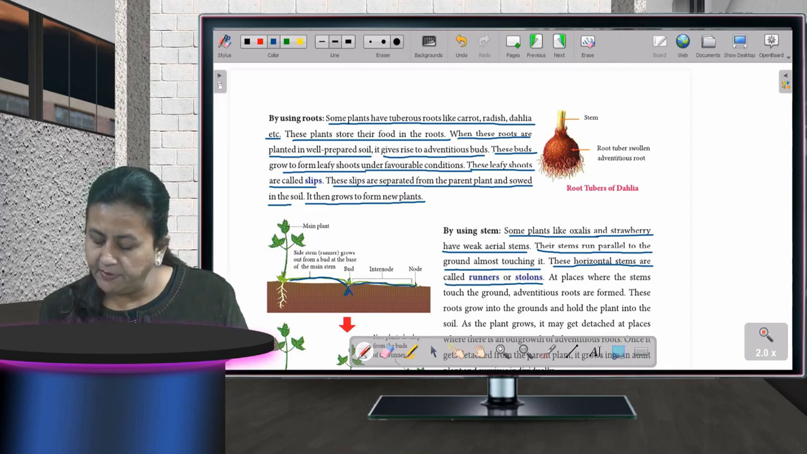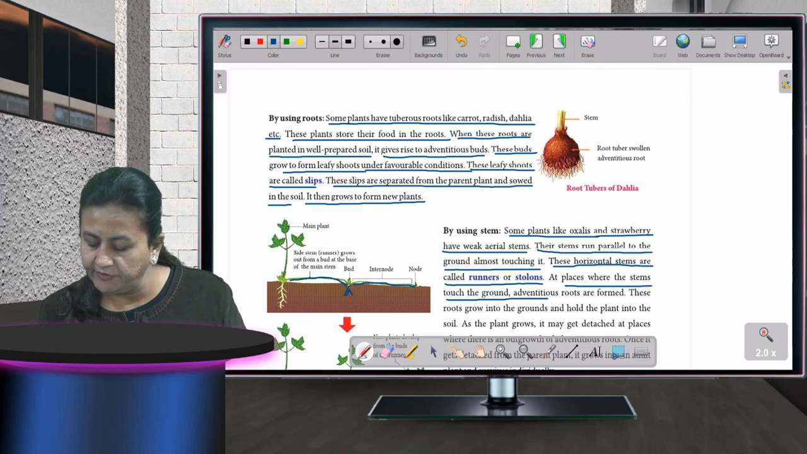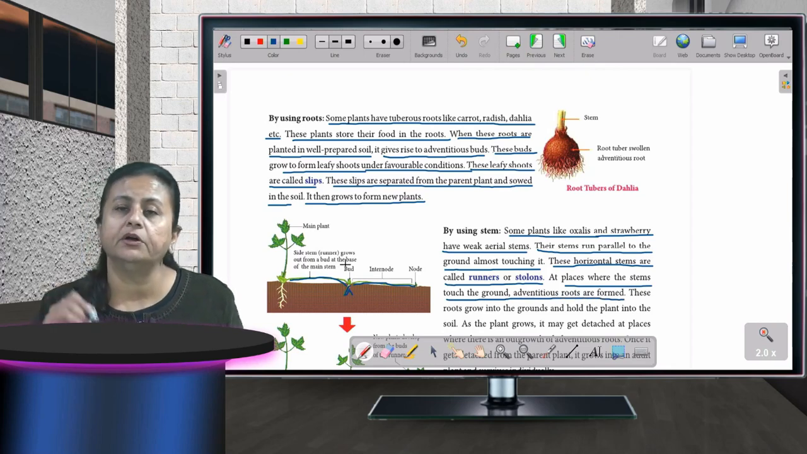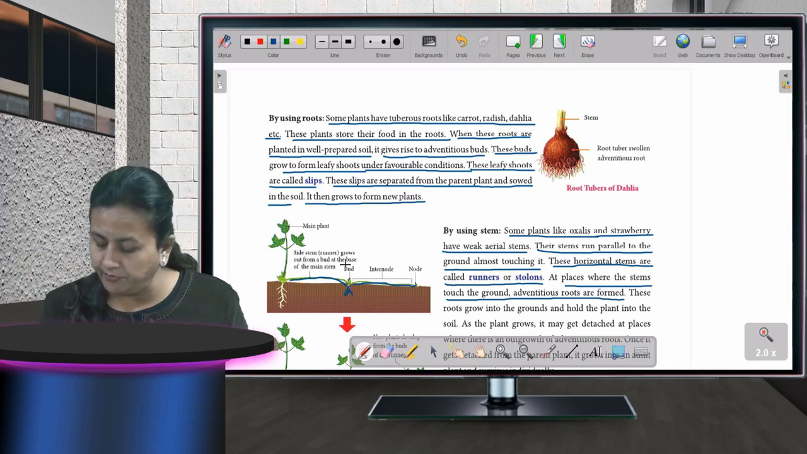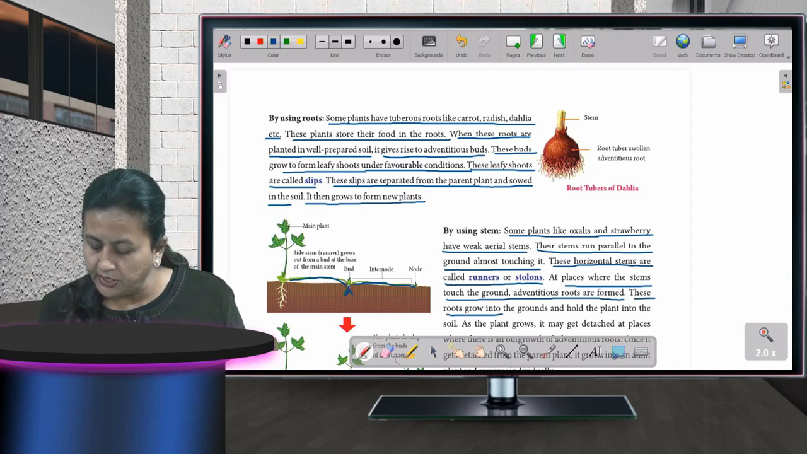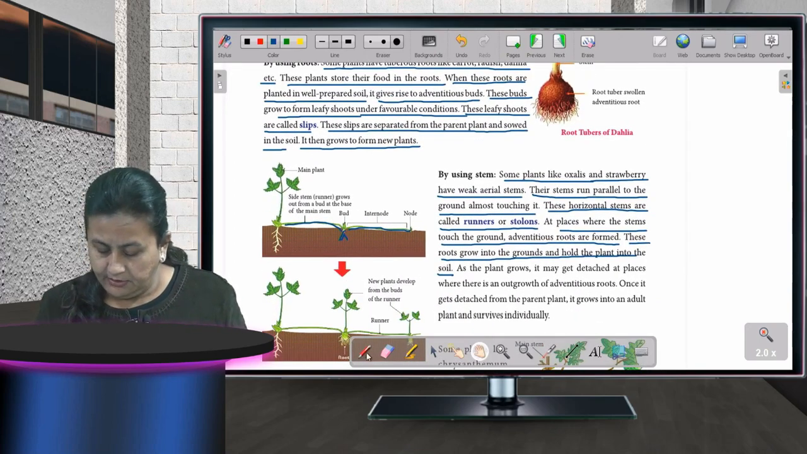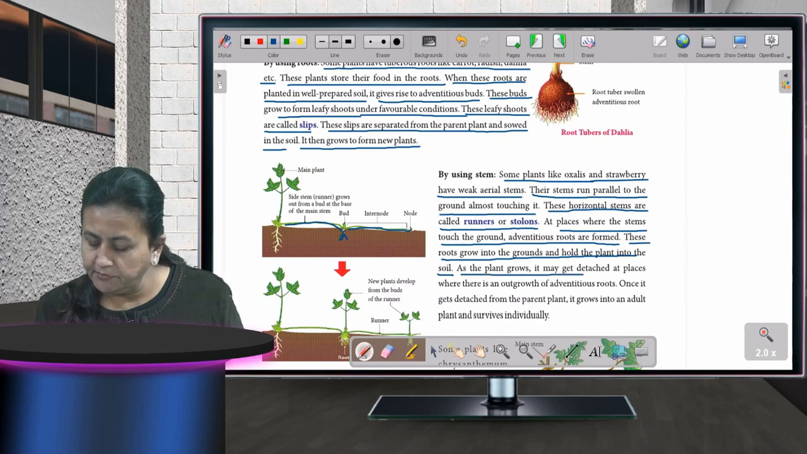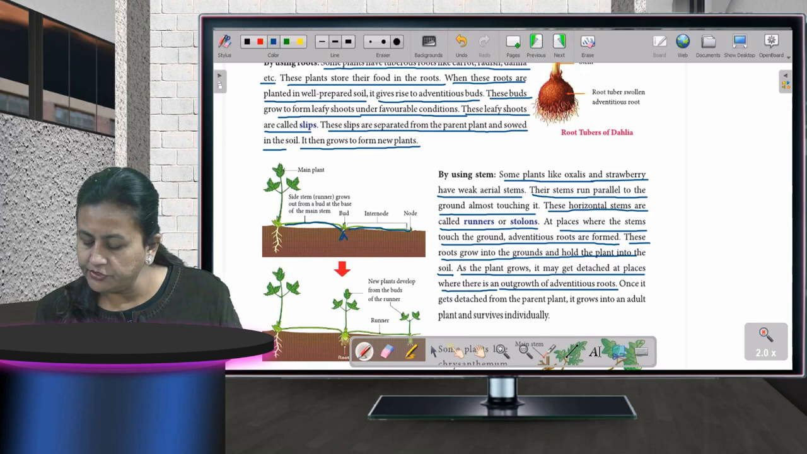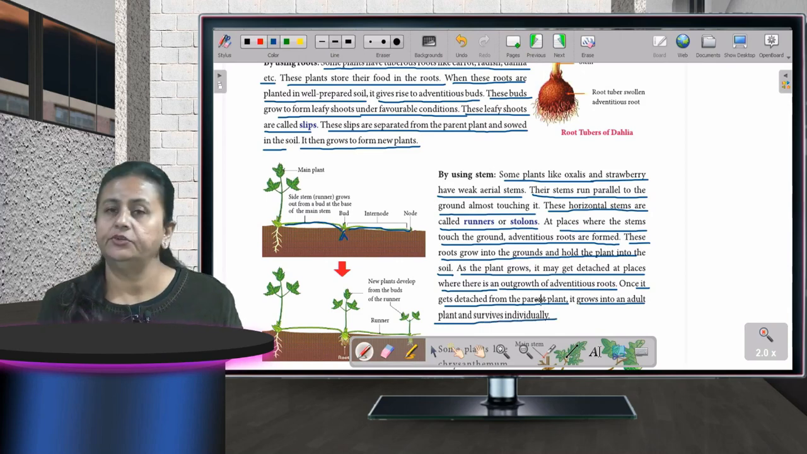At places where the stems touch the ground, adventitious roots are formed. Wherever the stem is touching the ground, roots start growing from it. These roots grow into the ground and hold the plant in the soil. As the plant grows, it may be detached at places where there is an outgrowth of adventitious root. Once it gets detached from the parent plant, it grows into an adult plant and survives individually.